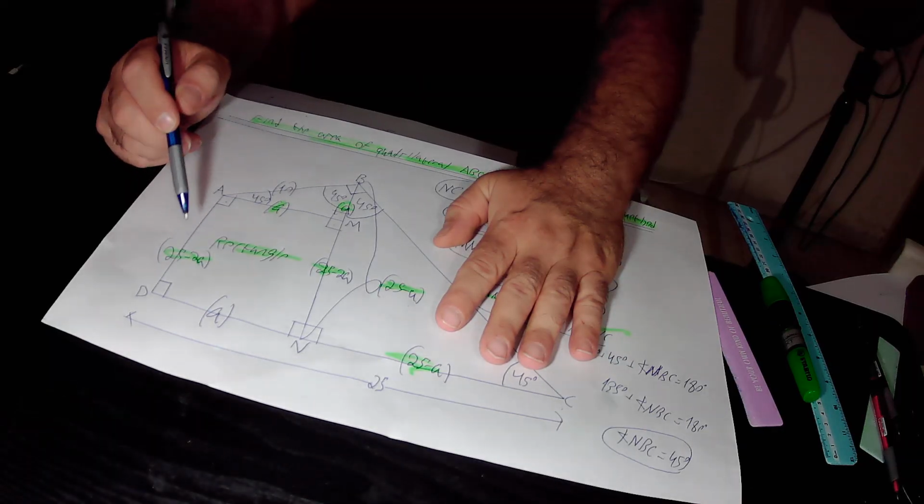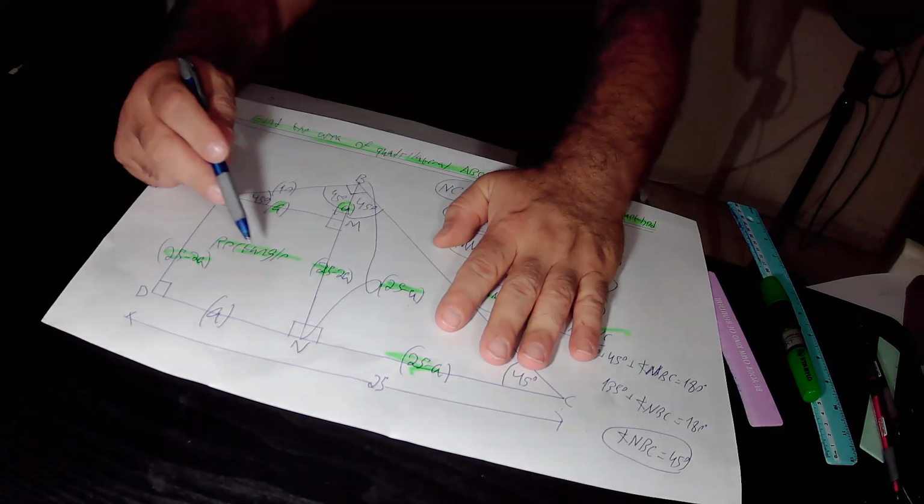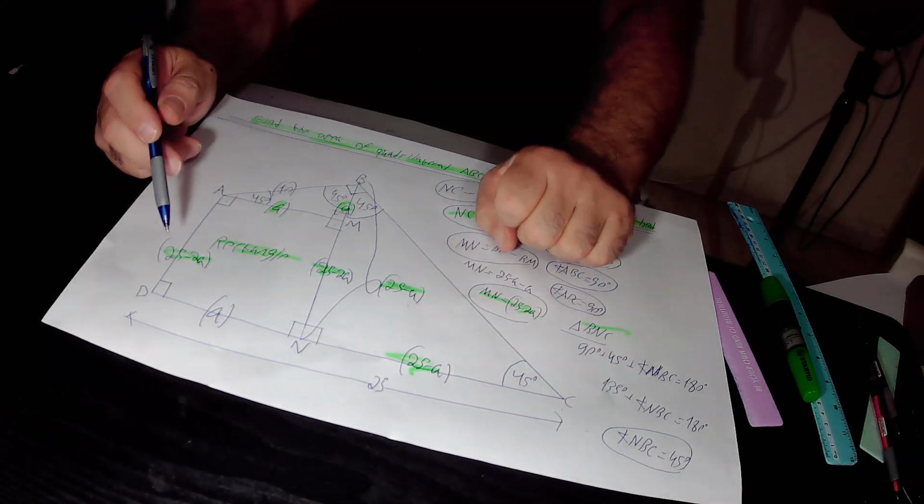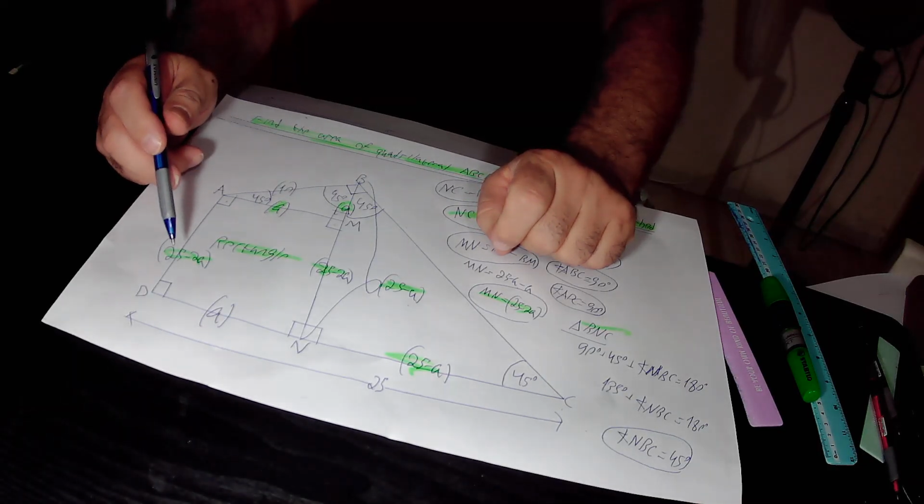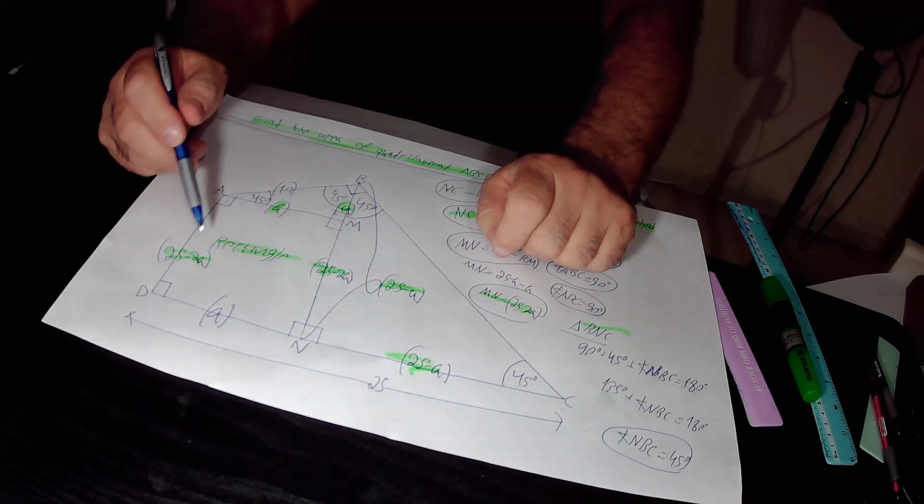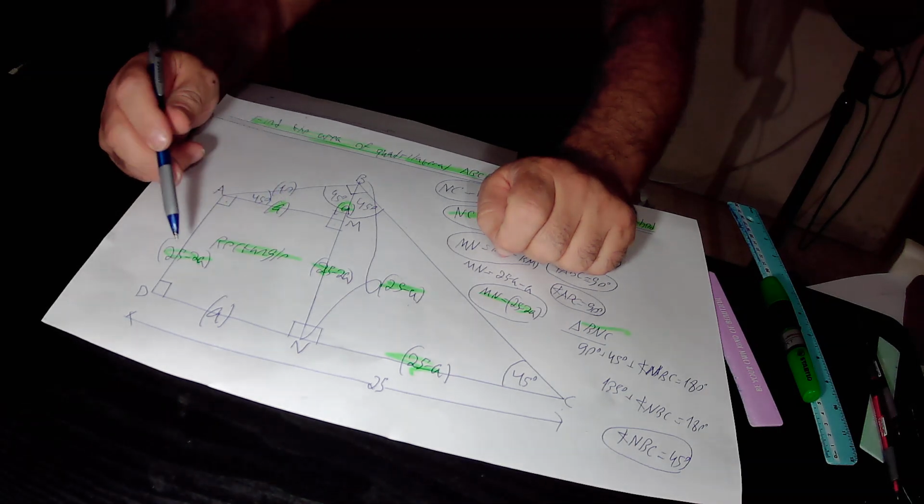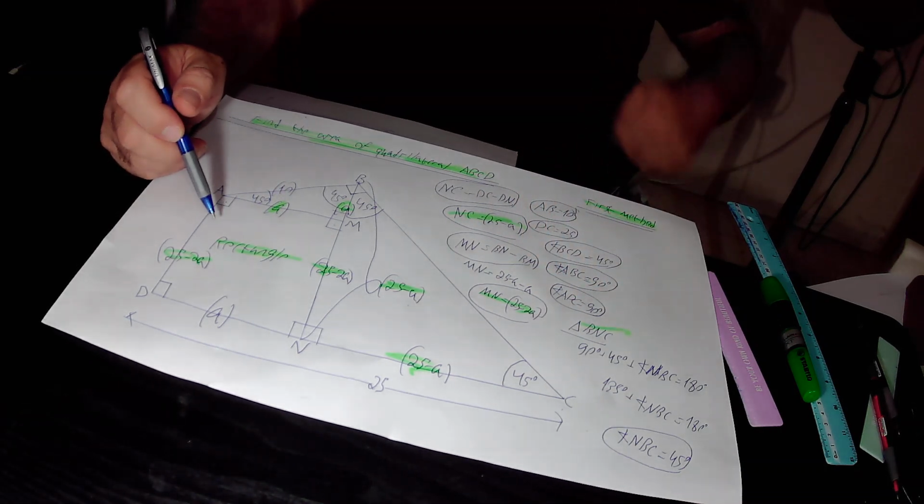So therefore, quadrilateral AMND has 4 right angles, and therefore AMND is a rectangle because it has 4 right angles.